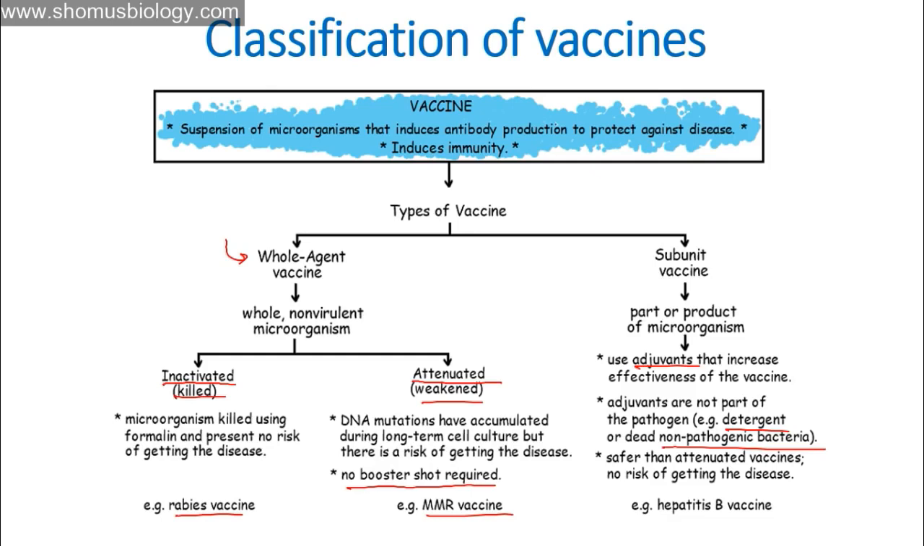And the subunit vaccine is safer than the attenuated vaccine. There is no risk of getting the disease, because in an attenuated vaccine there is a fair chance of reversal to the disease, which is not present in a subunit vaccine. But again, subunit vaccine sometimes needs repeated doses. Okay, an example of a subunit vaccine is the hepatitis B vaccine. So these are the differences. We can define the vaccines in different terms. We can also classify vaccines in many other ways, but this is the easiest way that we can classify vaccines.